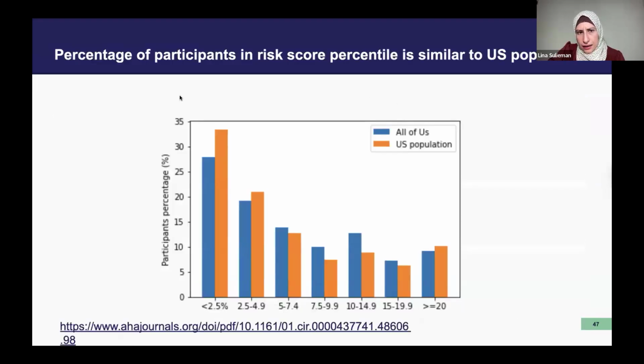Now, when we compare the cardiovascular risk score to the US population, we are trying to benchmark All of Us against the US population. Do we see the same trends or different trends? The majority have slightly similar risk scores, except when the risk score is lower than 2.5, where the US population had a higher number within that category. All of Us had a higher number when we look at the risk score range between 10 and 14.9.